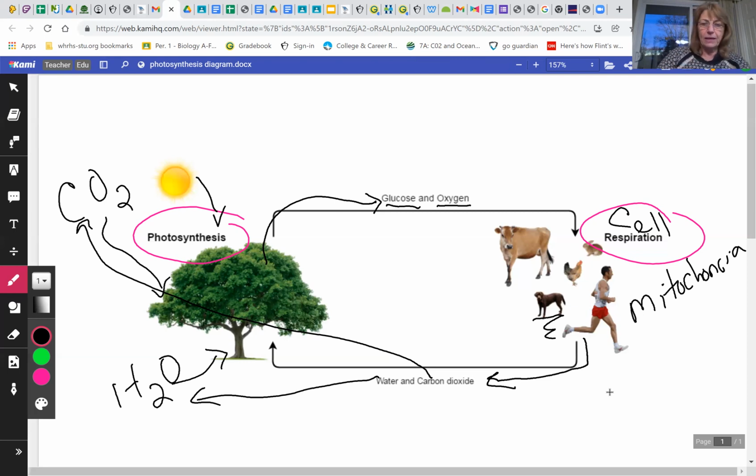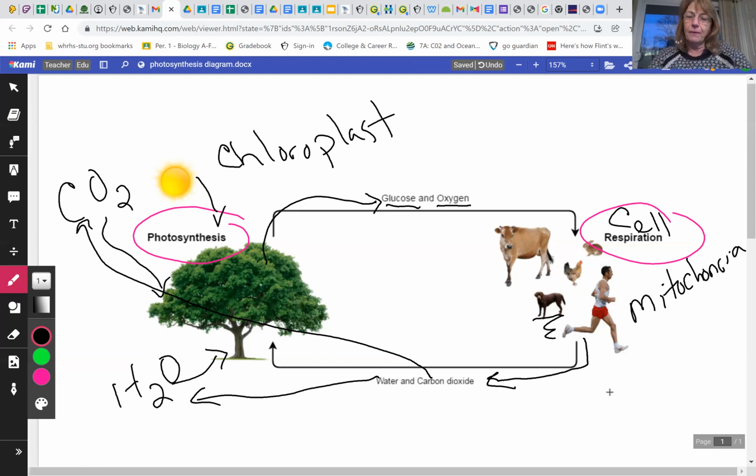Photosynthesis is going to be happening in that organelle we call the chloroplast. I know my handwriting is really messy and I apologize, but the chloroplast is that green organelle that plants have, and that allows them to undergo the process of photosynthesis. So that's just a little introduction to photosynthesis and cell respiration.